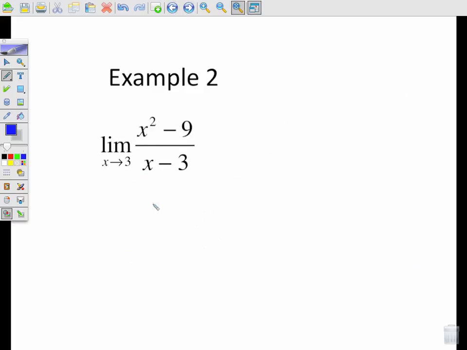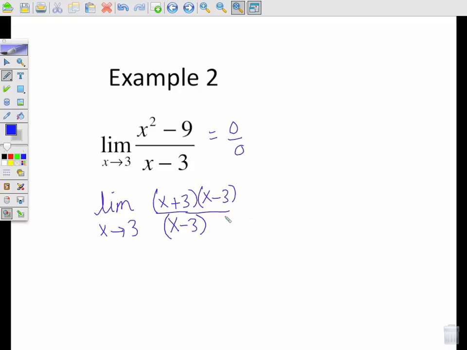In this next example, again, if I put 3 in, I get 9 minus 9, so that's 0 over 3 minus 3, which is 0. So what we have to do is rewrite the limit. The limit as x approaches 3 of, on top, x plus 3, and on bottom, x minus 3. So we can cross out our x minus 3's. The result of the limit is 6.